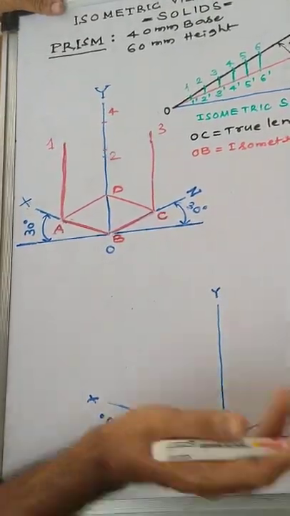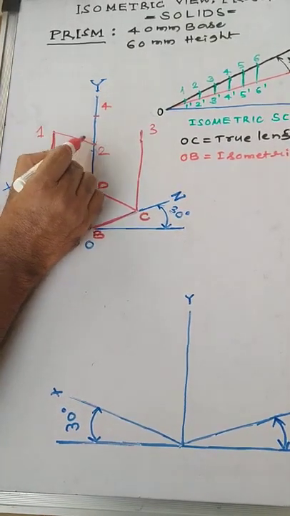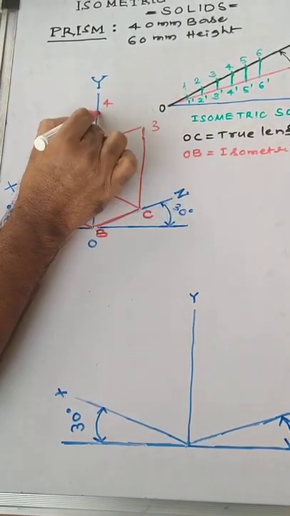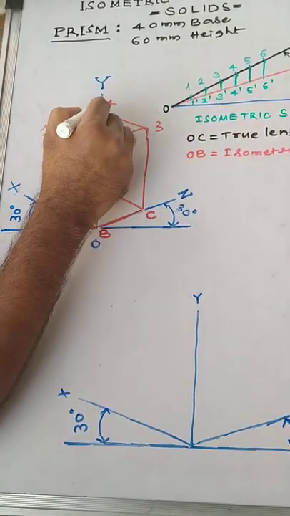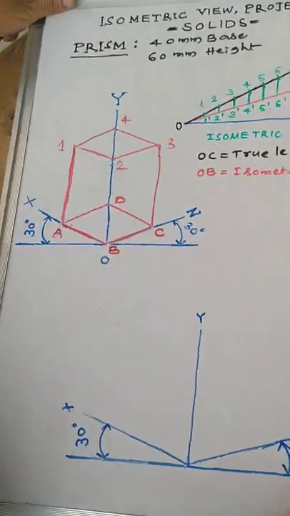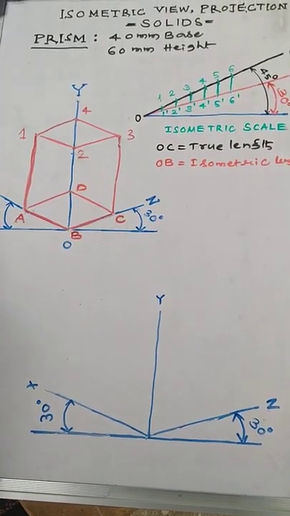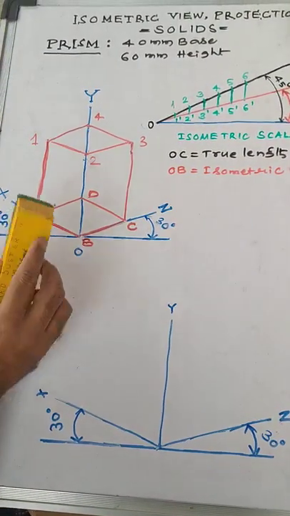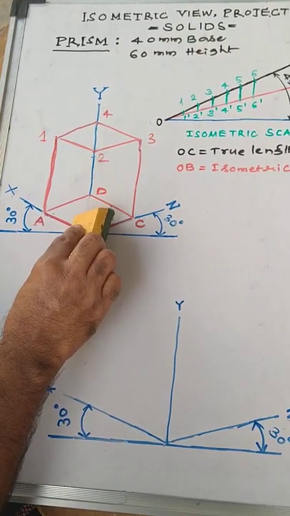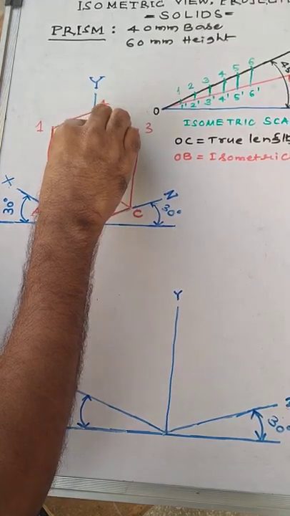Now you have to join all the respective points: 1 and 2, 2 and 3, 3 and 4, 4 and 1. This is the isometric projection of a prism. Now I am erasing this portion, this portion also.